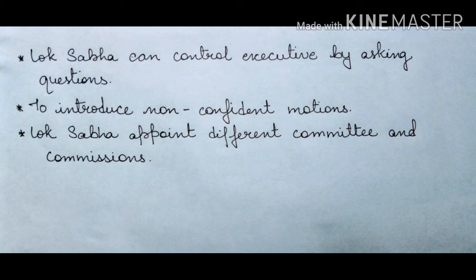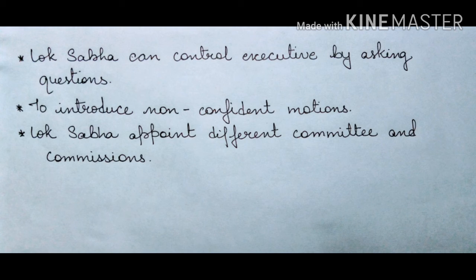That means the Lok Sabha has the power to ask questions to the executive, whether they are doing the work properly or not. That means the Lok Sabha can control the executive as an organ by asking questions, through different resolutions, through different motions which have been passed, and if possible it can also introduce the no-confidence motion against the executive organ. Last, the Lok Sabha also appoints different committees and commissions.